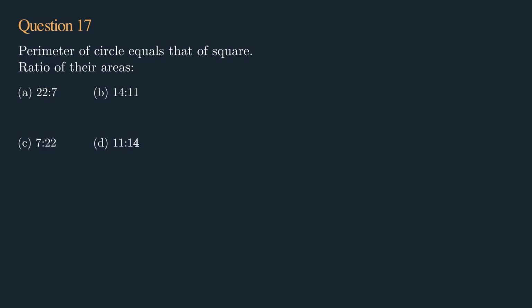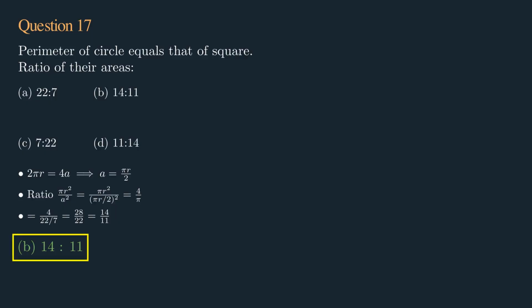Question 17. If the perimeter of a circle is equal to that of a square, find the ratio of their areas. Here are the options. Equating perimeters, 2 pi r equals 4a, so a equals pi r over 2. The ratio of areas is pi r squared over a squared. Substituting a, we get 4 over pi, which simplifies to 14:11. The correct option is B, 14:11.